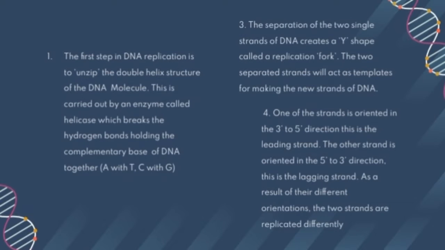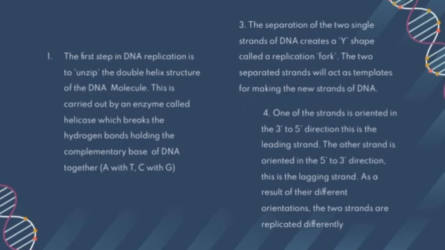The first step in DNA replication is to unzip the double helix structure of the DNA molecule. This is carried out by an enzyme called helicase, which breaks the hydrogen bonds holding the complementary bases of the DNA together, A with T, C with G. The separation of the two single strands of DNA creates a Y shape called a replication fork.